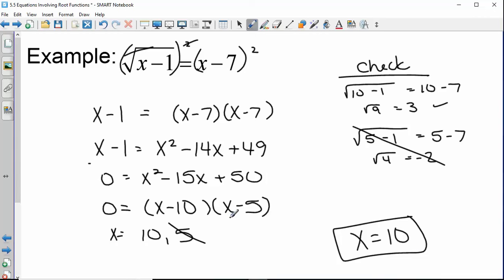Questions there? Yes, ma'am. How come the bottom one didn't? Because the square root of 4 is positive 2, and the other side is negative. And that's going to be what comes up a lot of times with squaring. One side will be positive and the other will be negative, and that's why it won't work.